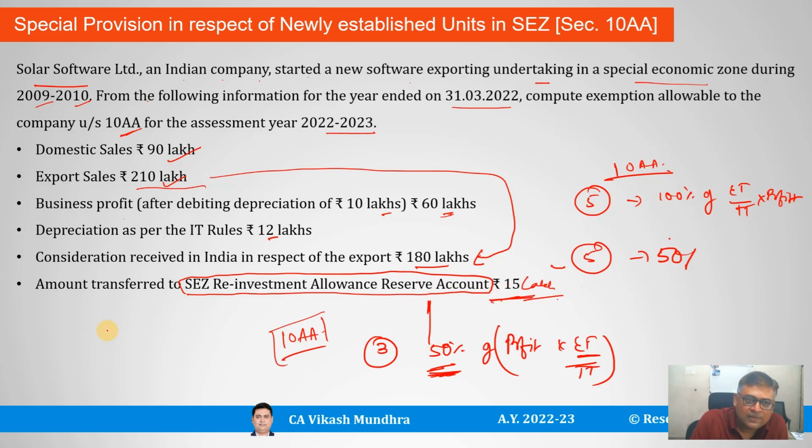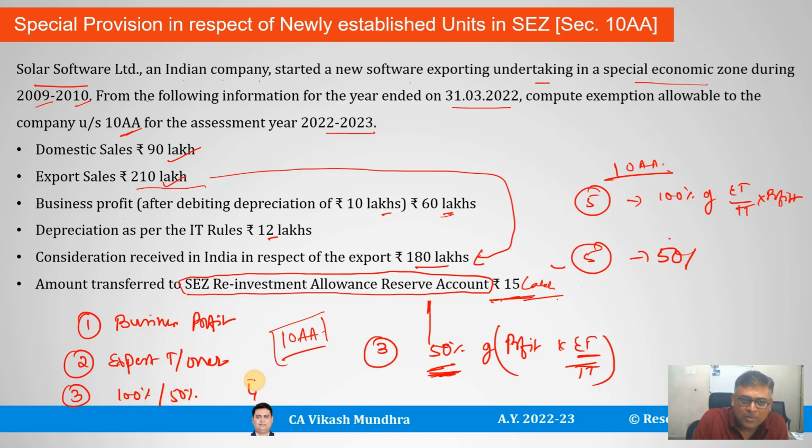I am repeating. First, we are supposed to compute business profit. Second, we are supposed to calculate export turnover. Third, we are supposed to examine whether 100% or 50% is applicable. Number 4, whether this reserve is required or not. Reserve is required in the third chunk of the deduction, that is 5 years, 5 years and 5 years. That means after 10 years up to 15 years, if someone is trying to claim exemption under section 10AA, he is required to invest money into this reserve.